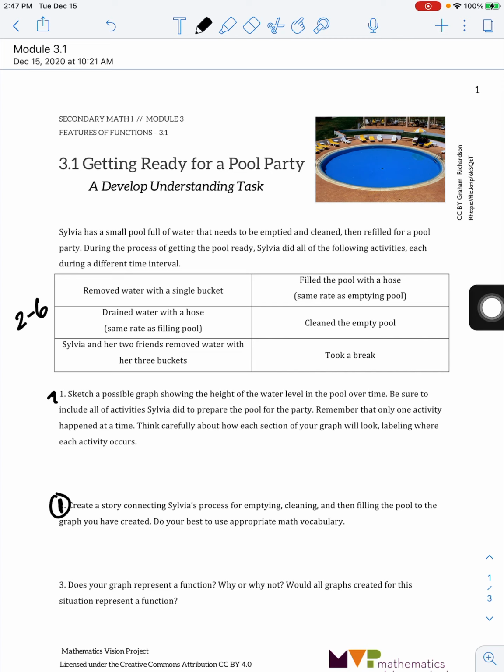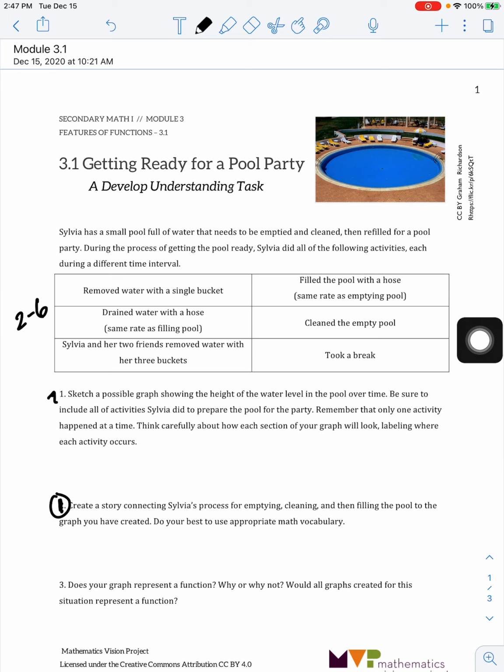So does it make sense to say that she cleaned the empty pool first? No, because in the directions it says that she had to drain it first, right? It was full to begin with. So, some of these answers don't work first, but you can change the order of any of these. So the first task is to write a story just telling in what order you think Sylvia did this, or what order you would have done them in.